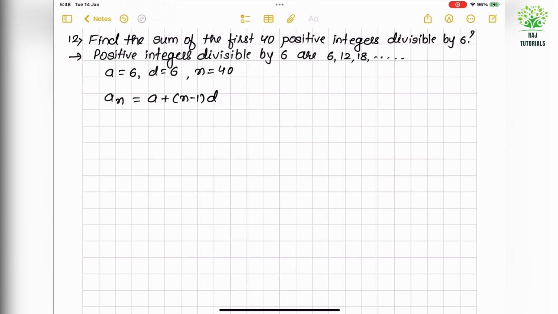So both the methods I will be showing you. First I am using the last term method. So an equals a plus (n minus 1)d. So 6 plus (40 minus 1) into 6. So 6 plus 39 into 6. So this will be 6 plus 234. So 240. So you can say last term is 240. So I can write here 240.